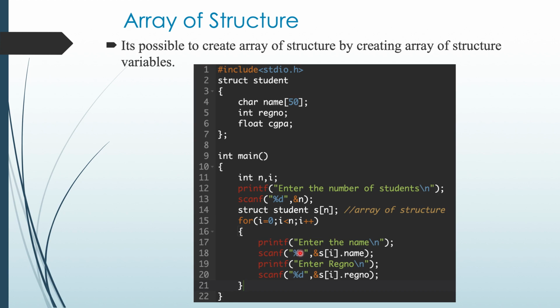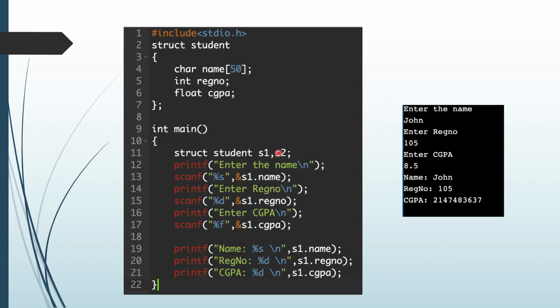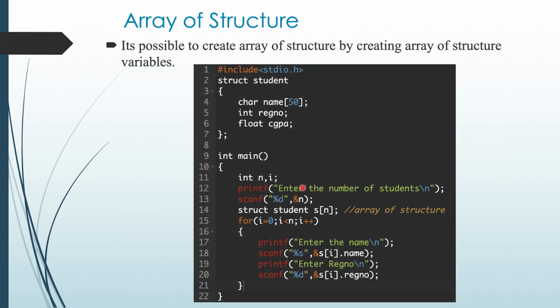It is possible to create an array of structure variables. What is the advantage of an array? We already know that. If I have to declare 5 students, S1, S2, S3, S4, S5, I'll create 5 variables. If it is 50 students, I can't declare S1 to S50. Instead of that, I can just create an array of structures. So that's what is mentioned here, nothing else. The same structure student, and then the same variables. Then here I'm declaring n.